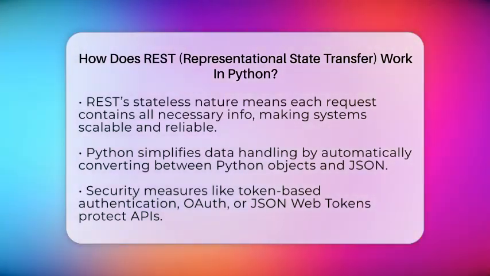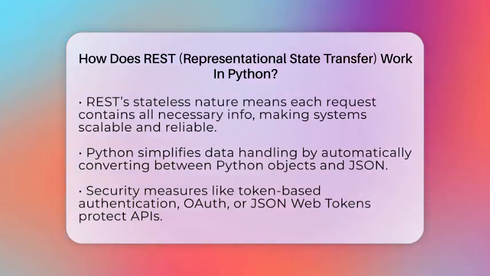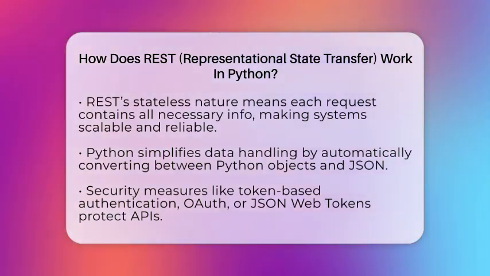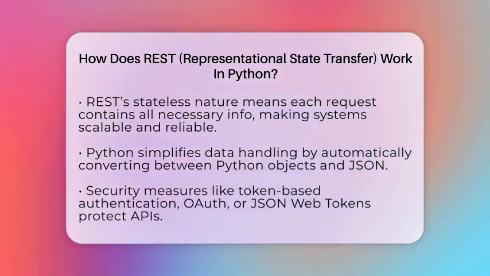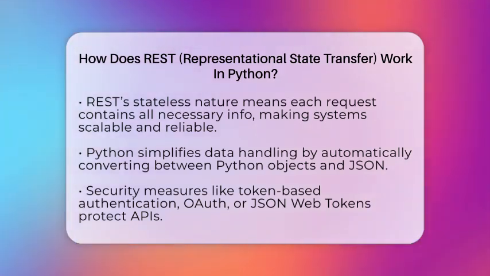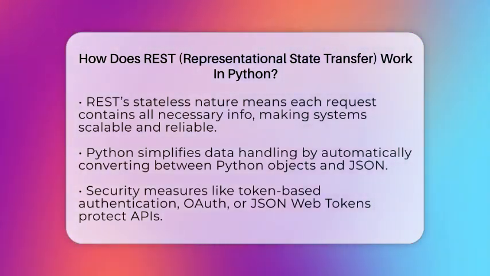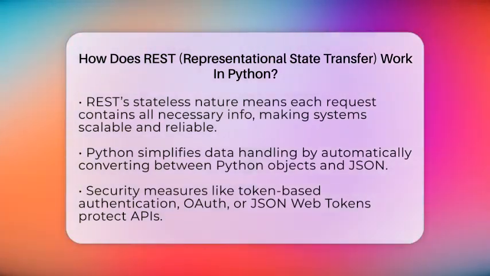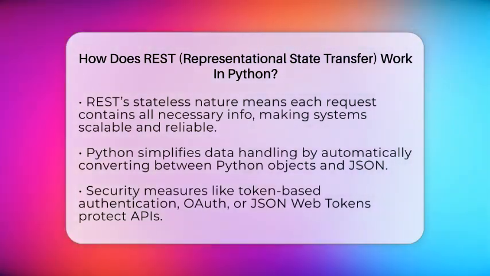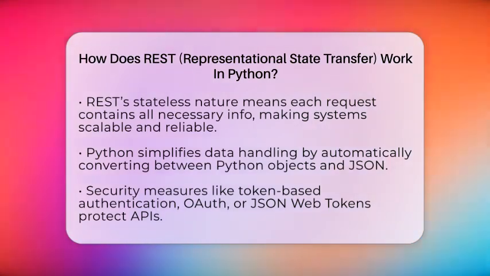Because REST is stateless, each request from a client contains all the information needed for the server to respond. The server doesn't remember previous requests, which makes the system more scalable and reliable. Python makes data serialization simple, converting Python objects like dictionaries into JSON for transmission. Libraries and frameworks handle this automatically, so you don't need to write extra code.